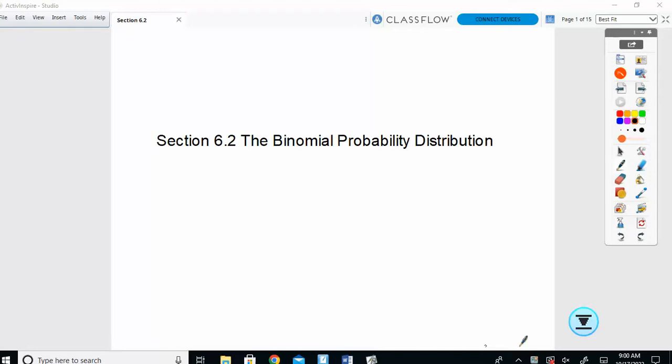So we are going to talk about the binomial distribution today. A binomial distribution is kind of a special case of everything that we have been doing. There are a few requirements that we need to look at. If you have your formula sheet handy, we're in chapter 6, so we're going to be talking about a few things on the binomial distribution.